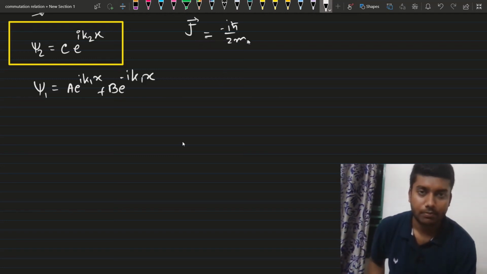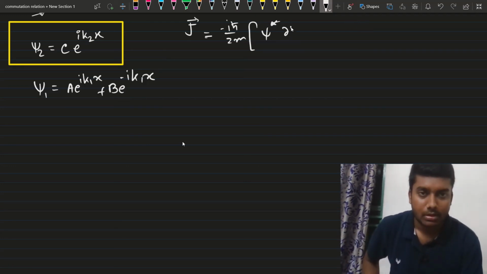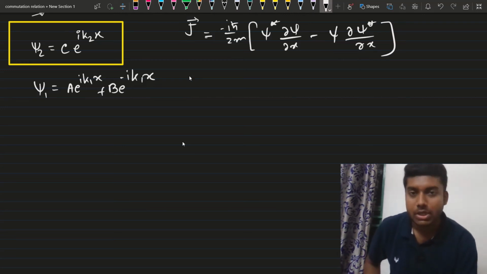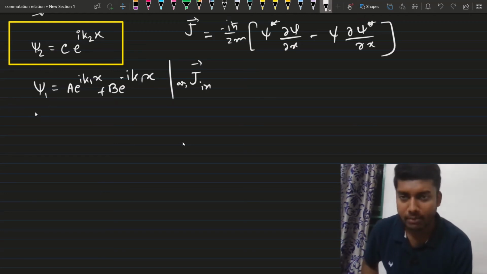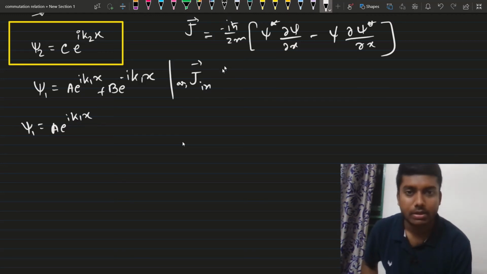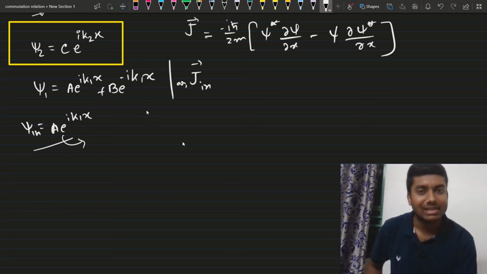It's ħ over 2m. Psi star means the conjugate. As psi can be complex, we take the conjugate psi star, del. This is the equation. So what will it be for J incident? For the incident wave, you can easily understand that the only component will be A e to the power i k1 x. The wave function of the incident wave will be just this.